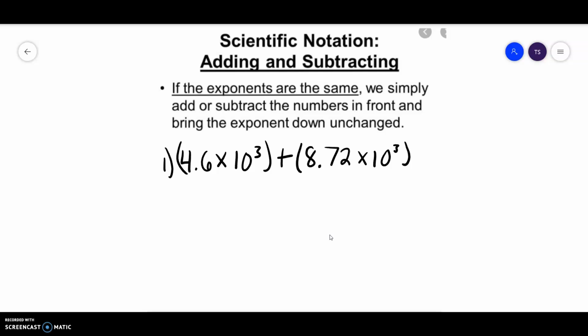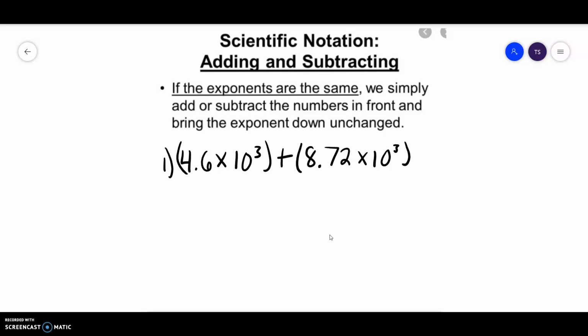So what we're going to be talking about in this video is adding and subtracting in scientific notation. This is going to be a little different than what we've done the past few days, but it's a lot easier than it looks. So in this first problem right here, we have 4.6 times 10 to the third plus 8.72 times 10 to the third.